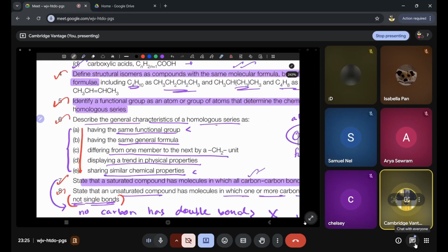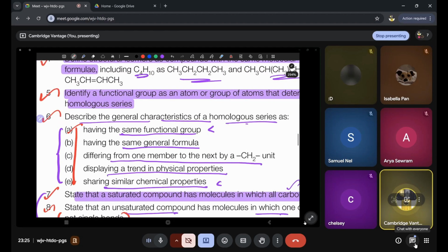So what are the points? They have the same functional group. They have the same general formula. They differ from one member to another by a CH2 unit. They display a trend in physical properties.